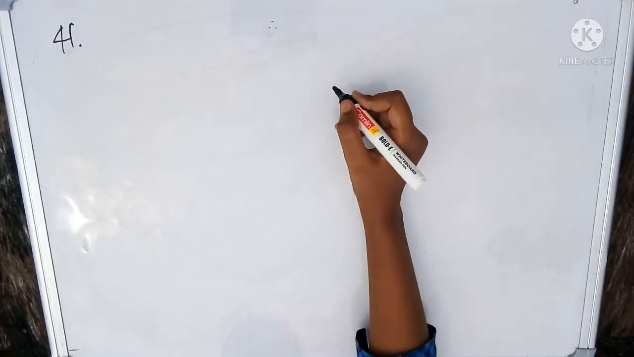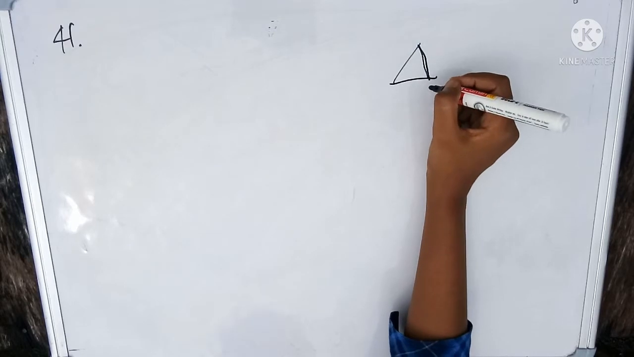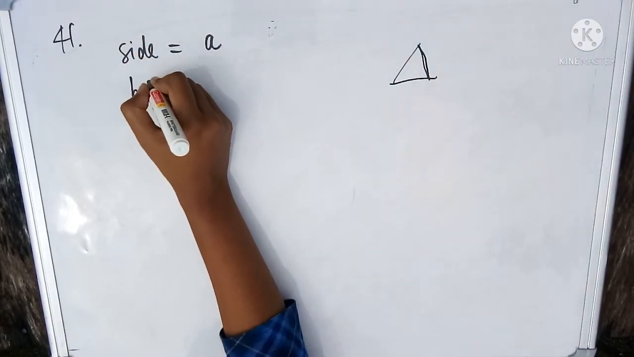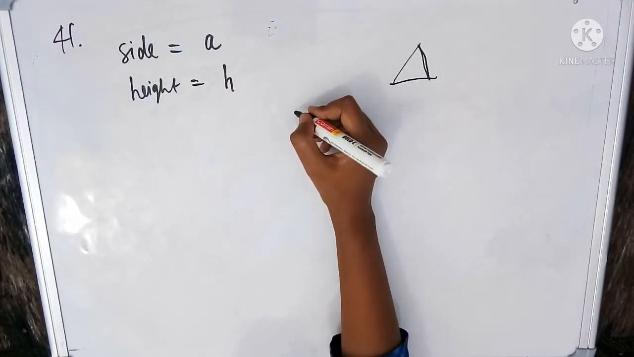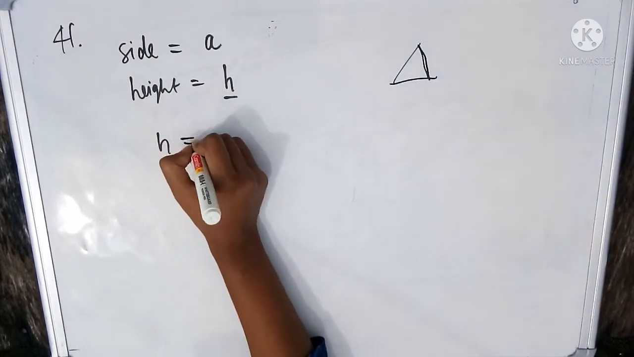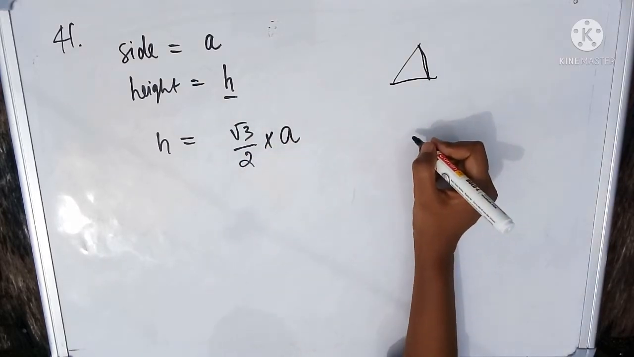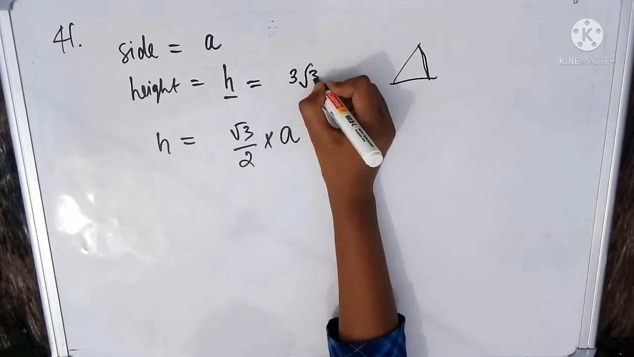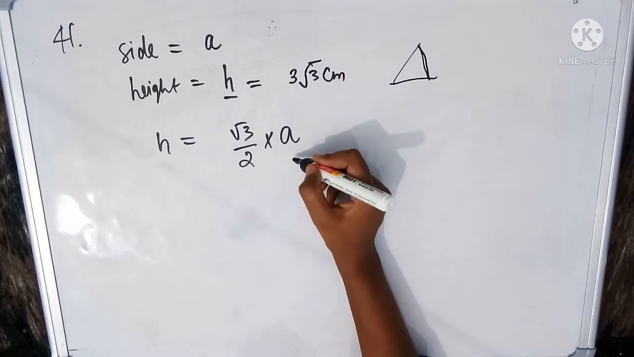It says that in this question we have one equilateral triangle whose sides are all equal, and the side is given as A and the height is denoted as h here. And we also have the formula for h, the height of an equilateral triangle, which is h is equal to root 3 divided by 2 multiplied by A. And the value for this h is given, which is equal to 3 root 3 centimeter. Now from this information we have to find out the value of A.